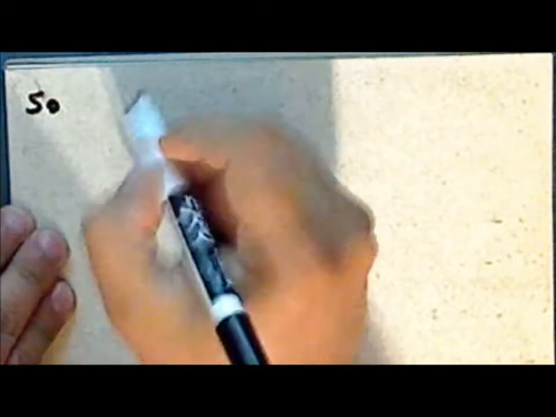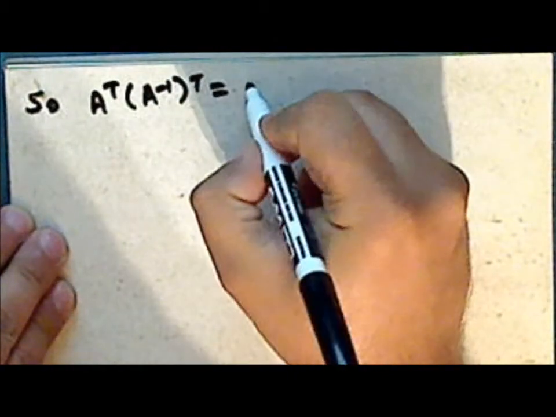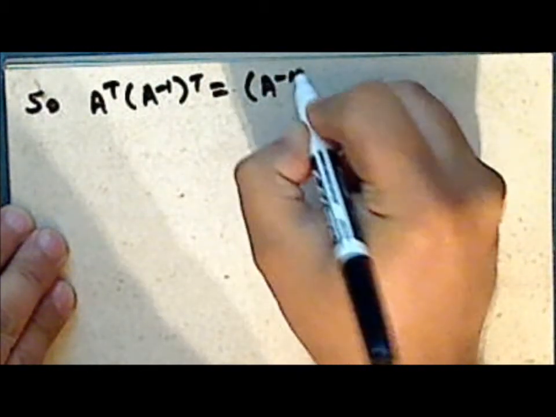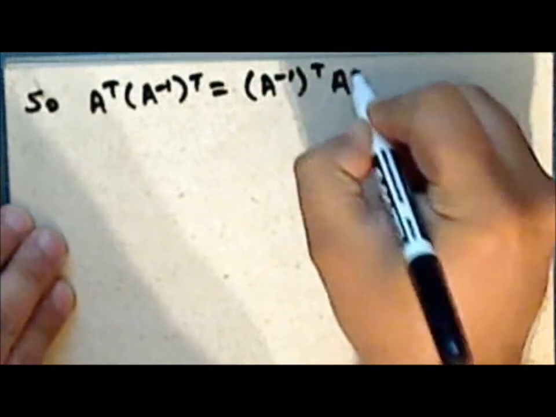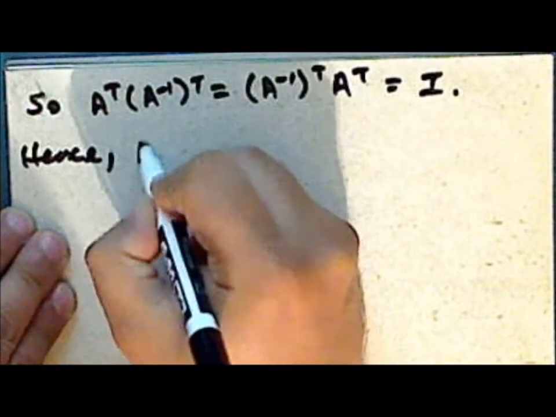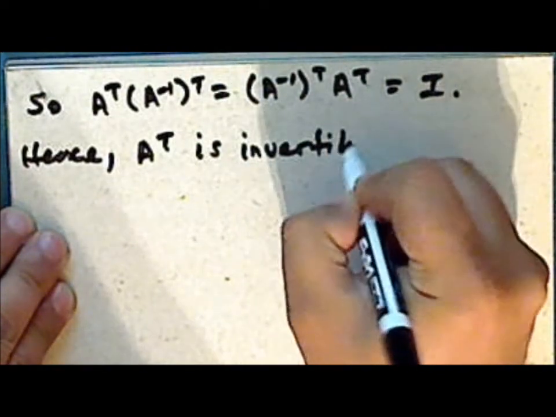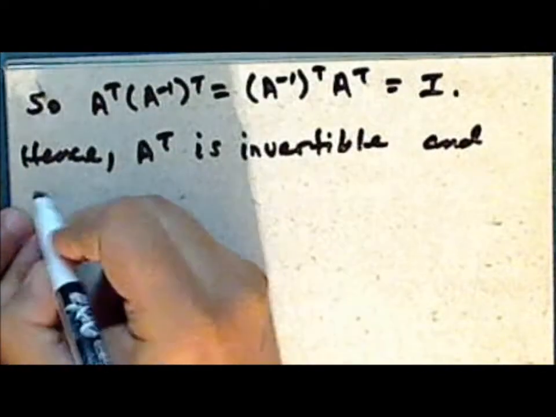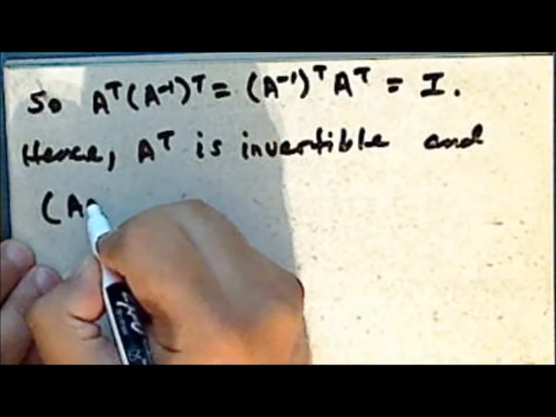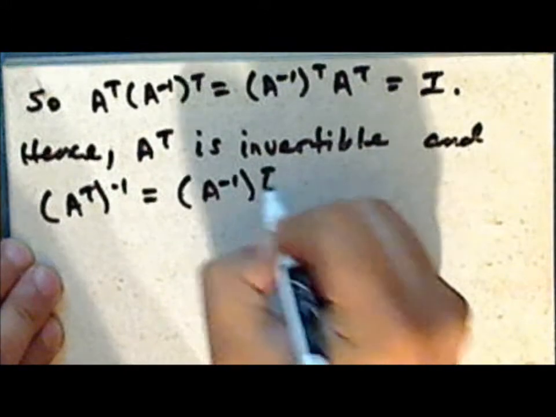And so A transpose post multiplied by the transpose of the inverse is the same as when we pre-multiply the transpose of A by the transpose of the inverse, and this is the identity matrix of that size. And so the transpose of A is invertible, and we have demonstrated that the inverse of the transpose is the transpose of the inverse.